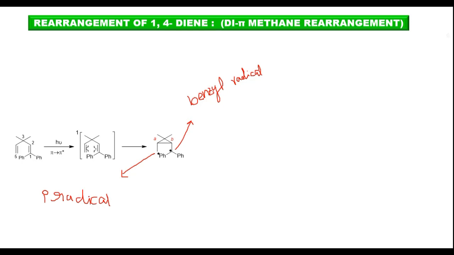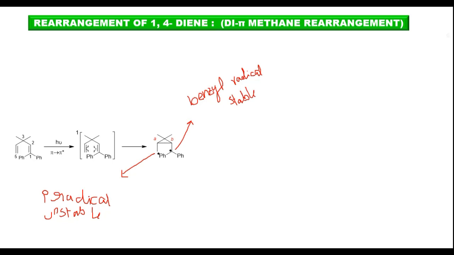So you know, friends, that a primary radical is unstable, but a benzyl radical is stable. I hope you already completed the intermediates. So the benzyl radical is more stable. Why is it more stable? Due to resonance.